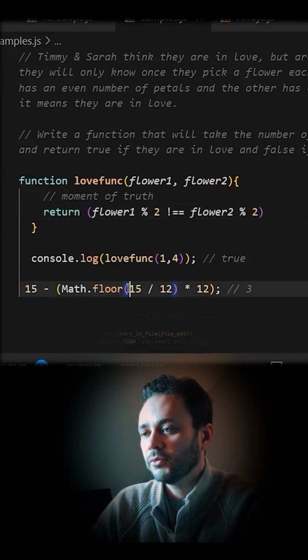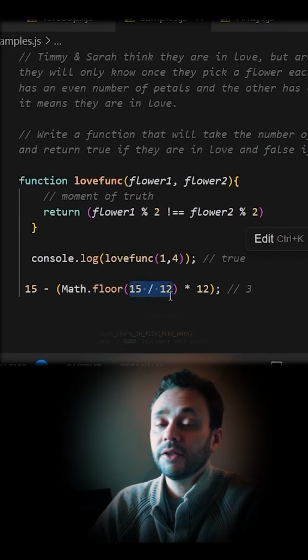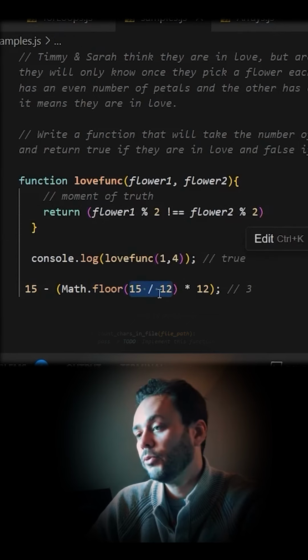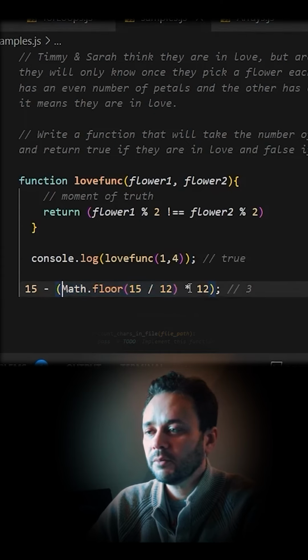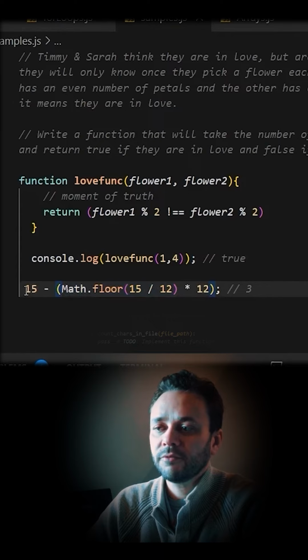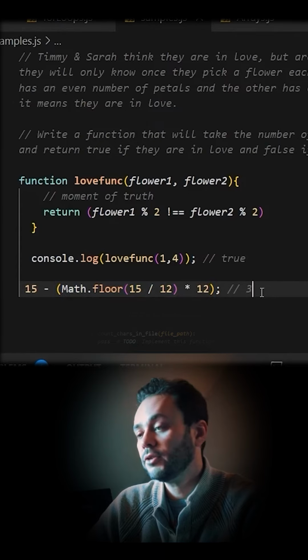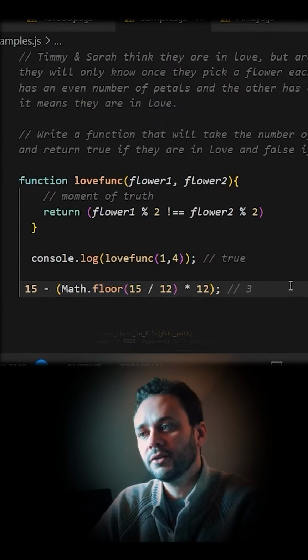First, what we've got to do, we take 15 divided by 12. The end result of 15 divided by 12 is 1.25, right? So we do Math.floor, so we get 1. And then we multiply that by 12. And then we take 15 minus 12, which is 3. So in the 12-hour clock, that's 3 p.m.